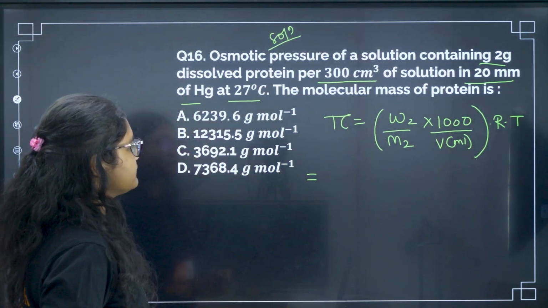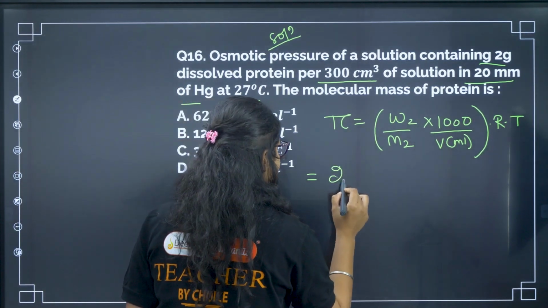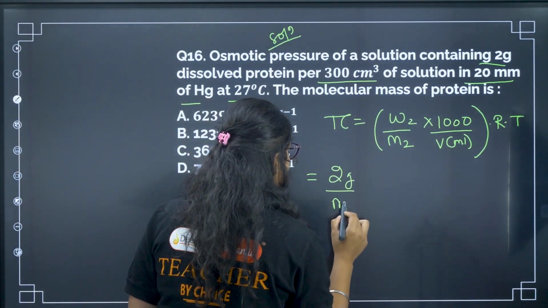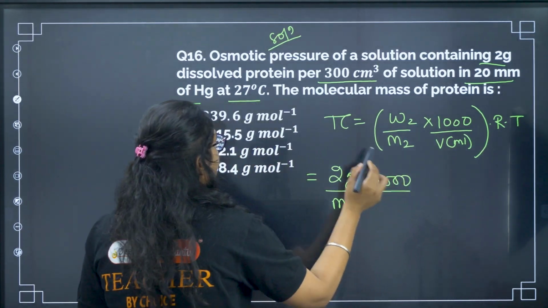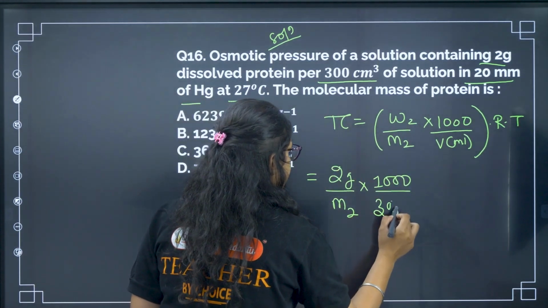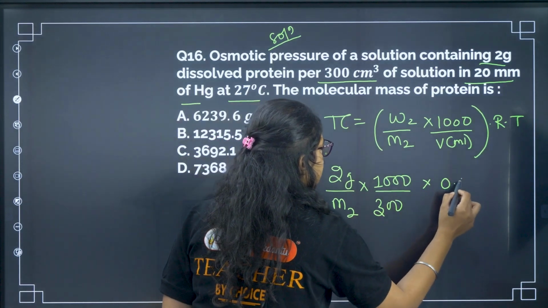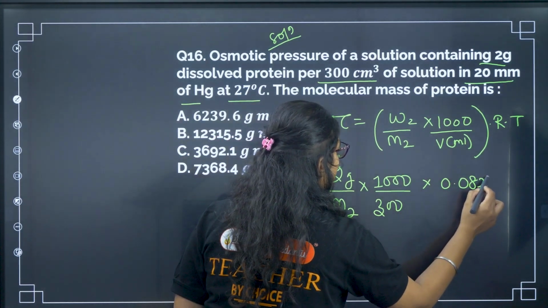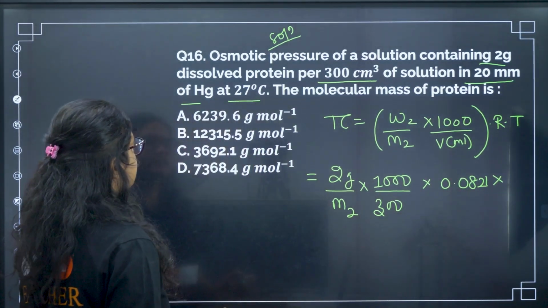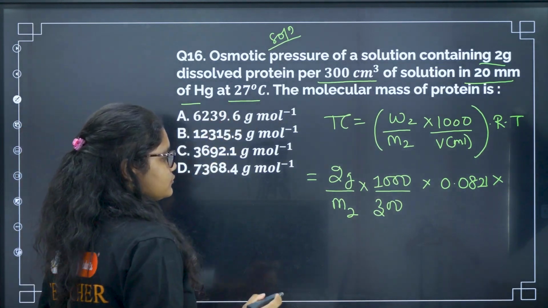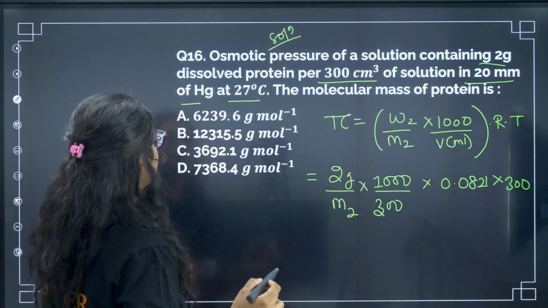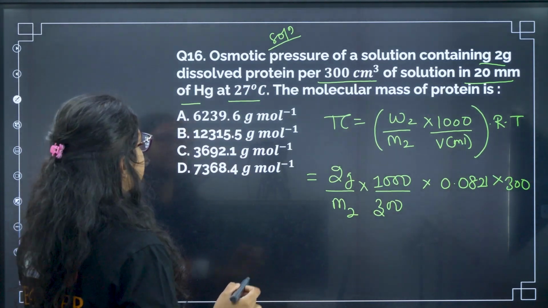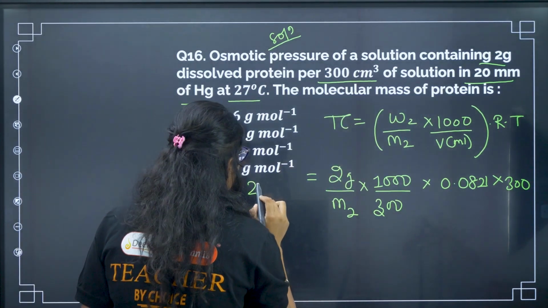So what is the mass given? W2 is 2 gram, okay. M2 we have to calculate, into 1000 by volume, which is 300, okay. Now R is 0.0821, and temperature is given as 27, 27 plus 273 is 300. Okay. Now what is the osmotic pressure given to us? Osmotic pressure is 20 mm of Hg. Okay.